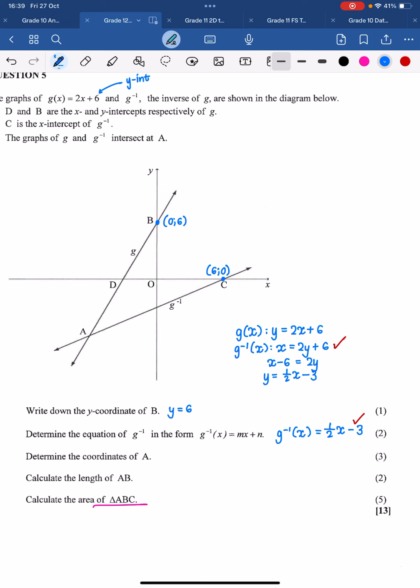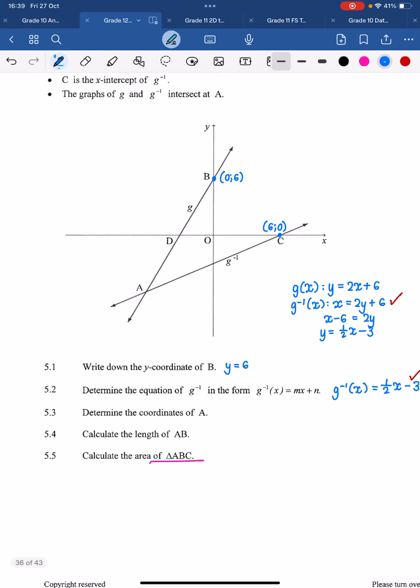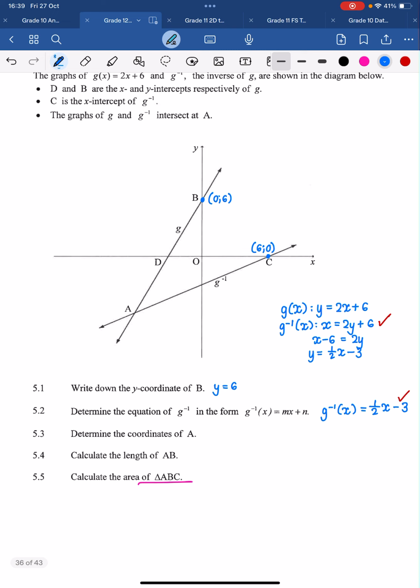All right, so far so good. Determine the coordinates of A. Now A is the point of intersection of the two lines, right? So you actually have multiple options here.